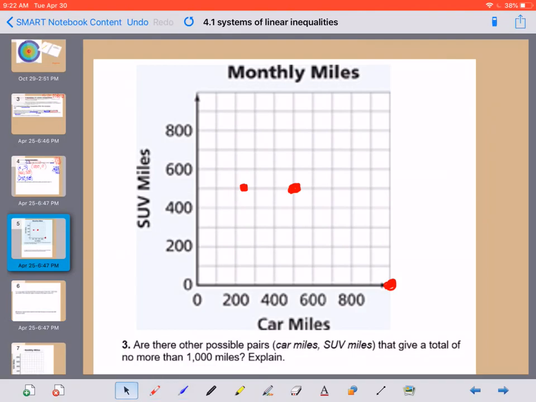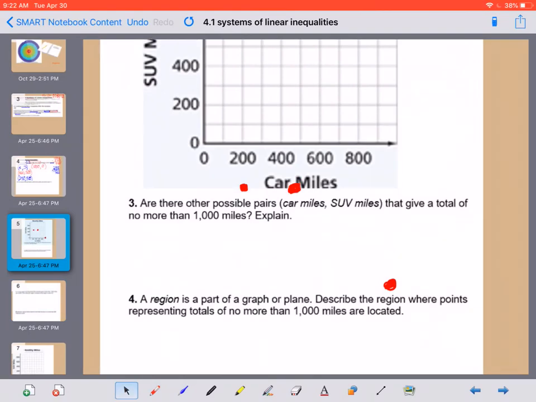Oh, we forgot one question down here. So the question says, a region is a part of the graph or plane. Describe the region where points representing totals of no more than 1,000 are located. So what that tells me is I'm looking for some place where no more than 1,000 are located.